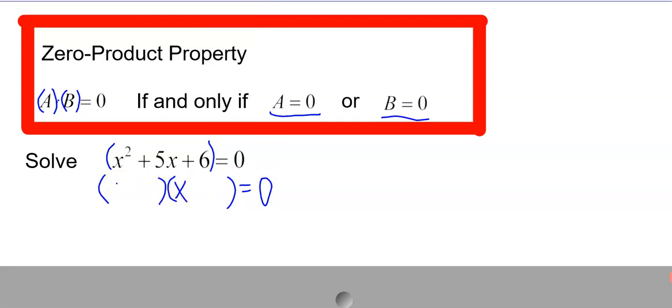So I'll start with my shell, x and x, factors of 6 to add to 5. 6 and 1, if they're both positive, I know these are both positive, plus and plus. So 6 and 1 don't add up to 5. But 2 and 3 do work, right?